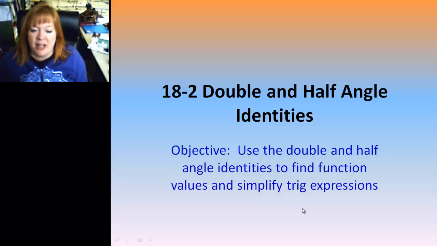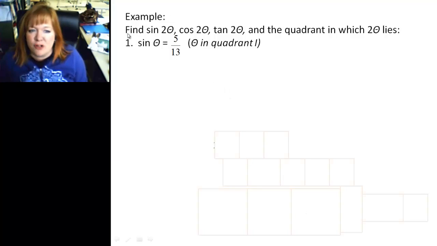So let's get going. The first example says find the sine of 2 theta, cosine of 2 theta, tangent of 2 theta. Notice you've got 2 times theta. That's the double angle identity because you're multiplying 2 times your angle. And they also want you to know the quadrant in which 2 theta lies.